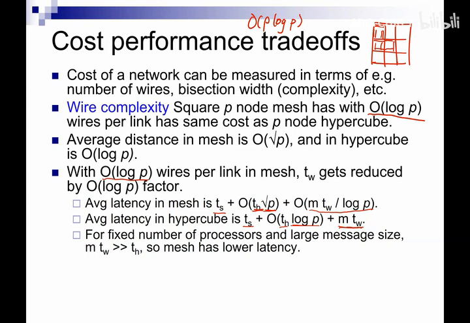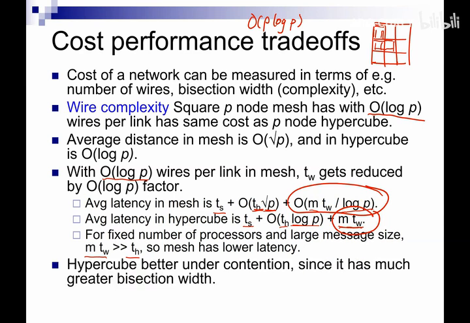Now let's consider a case where you fix the number of processors and you're trying to send a large message. A large message means that m times tw is going to be much, much larger than th. In this case, you see that this term is going to dominate, and the augmented mesh is going to work faster than the hypercube by a factor of log p. So this augmented mesh has lower latency when you're sending a lot of messages.